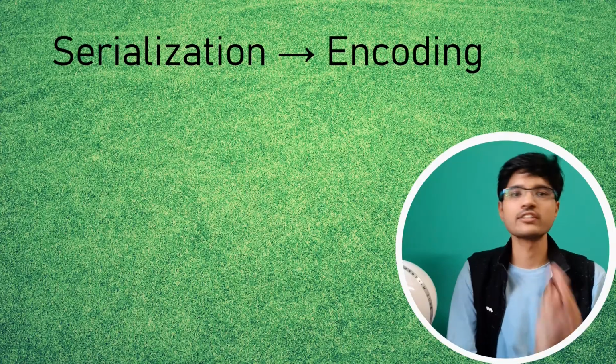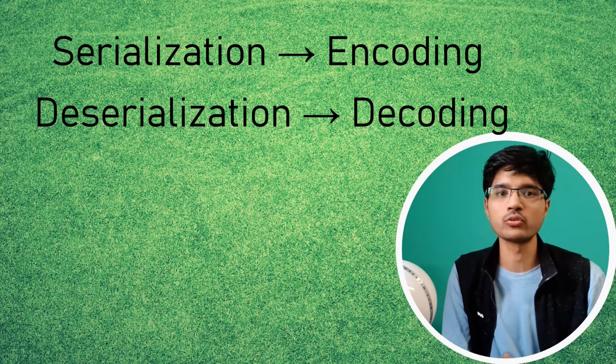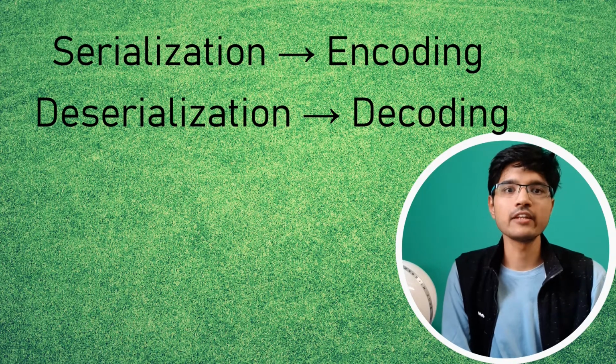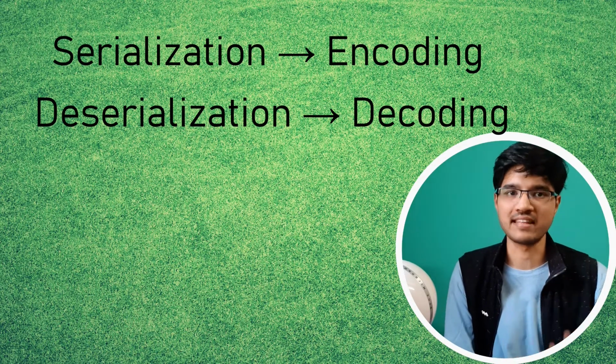Serialization, deserialization can be of many forms. There is XML serialization, object serialization, JSON serialization, and many more. As the title suggests, in this video we'll only talk about JSON serialization. Serialization is referred to as encoding, while deserialization is sometimes referred to as decoding. I'll use both the words interchangeably in this video, but know that they mean the exact same thing.